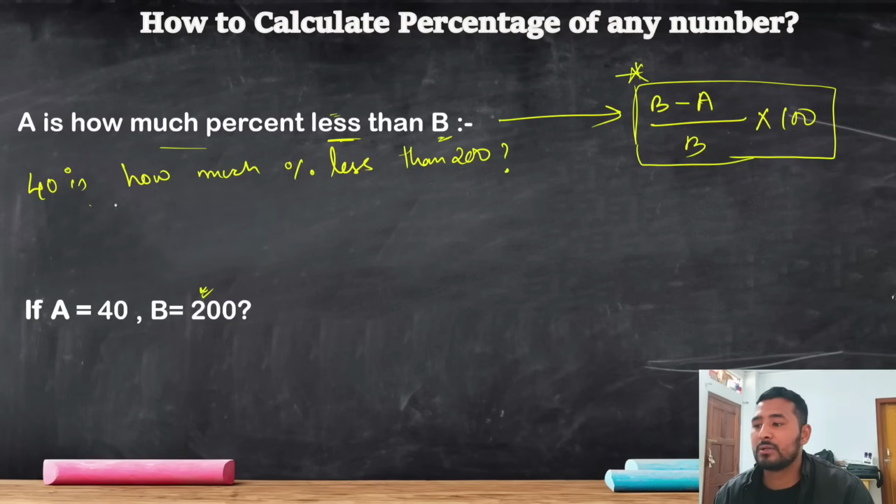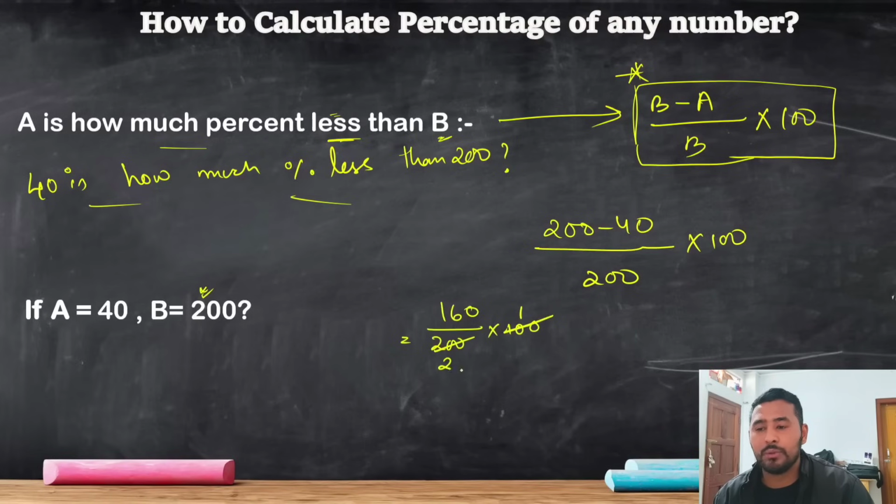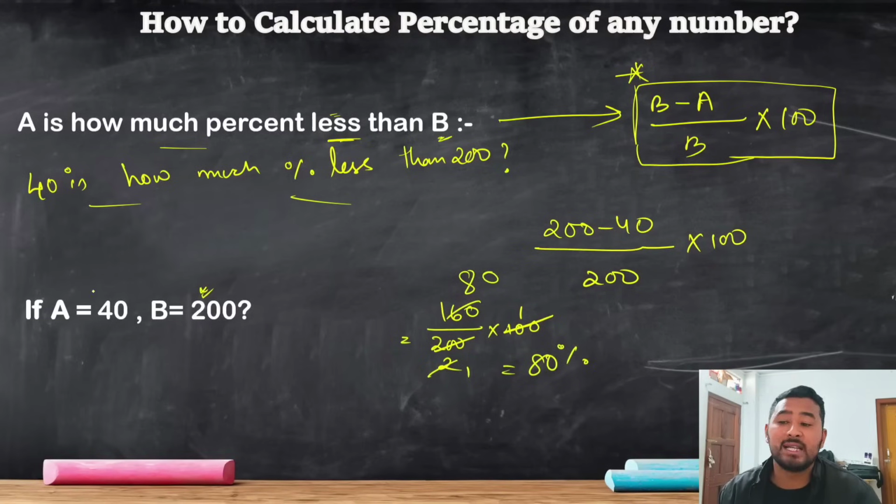So let us solve now this one. 40 is how much percent less than 200? Can you see? Our B is 200 minus 40, and now we're comparing with B, so B will come down, 200 into 100, right? So 200 minus 40 is 160 by 200 into 100. Can we cancel? 100, 100, 2, right? Now this one also, 2 1s are 2, 2 4s are 8, so 80. That's 80%. So 40 is 80% less than 200. I hope this is clear. Very important topic. Let's move on.